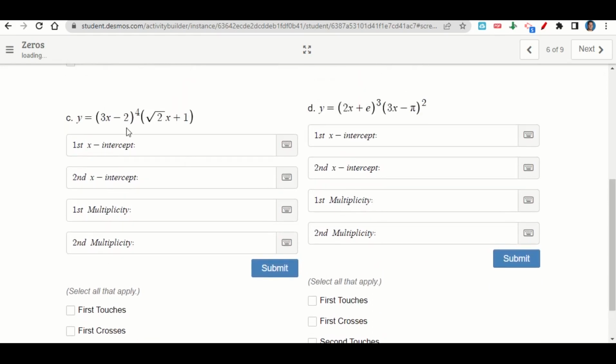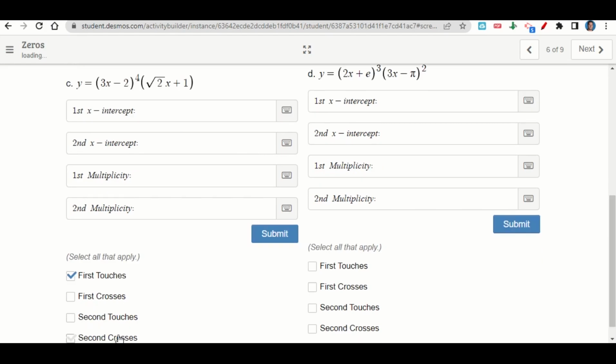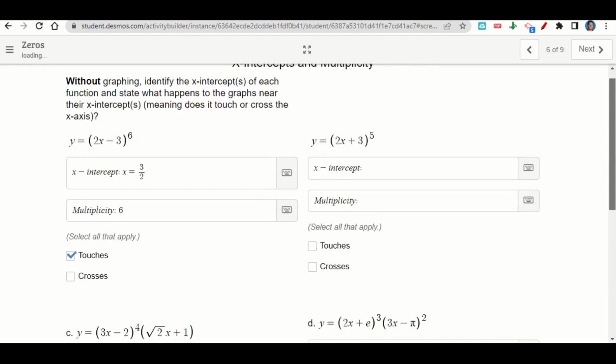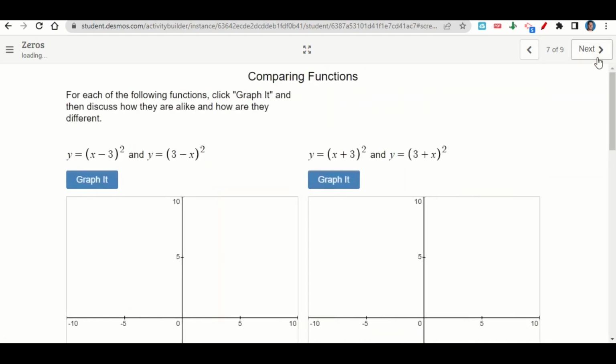Now, for these ones, you're going to decide, does it cross or touch for each part? So the first x-intercept, the second x-intercept, first multiplicity, second multiplicity. So here we can say that the first one is going to touch because it's got a multiplicity of 4. So first touches. And then the second one has a multiplicity of 1, so it's going to cross. So second crosses. So we select those two. And we'll do that for each of these. And then click Next.